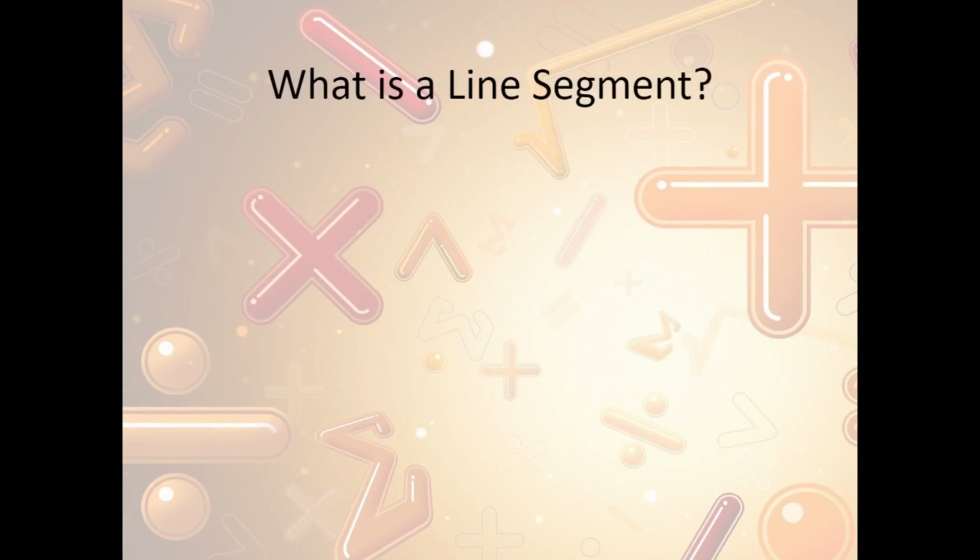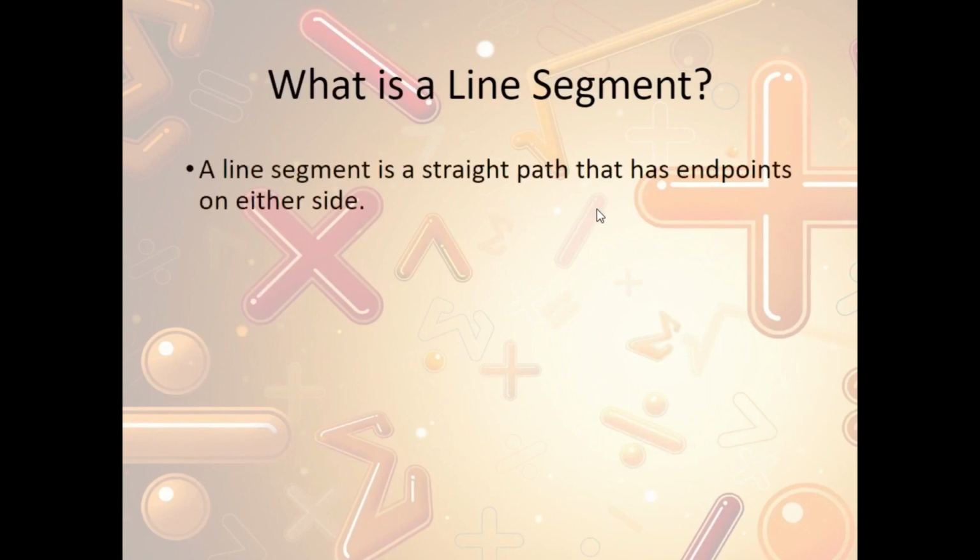So what is a line segment? A line segment is a straight path that has endpoints on either side. So it looks like this. So we have a line here, and it ends on both sides.